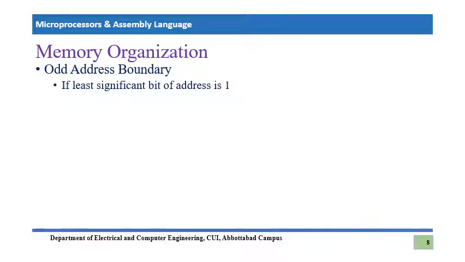And how can one identify whether this particular location is even or odd? The principle is the same as we discussed in the last slide. If you are seeing the address in binary, you have to look at the last bit of the address, and if that last bit is odd, then we consider that particular location as odd address boundary.